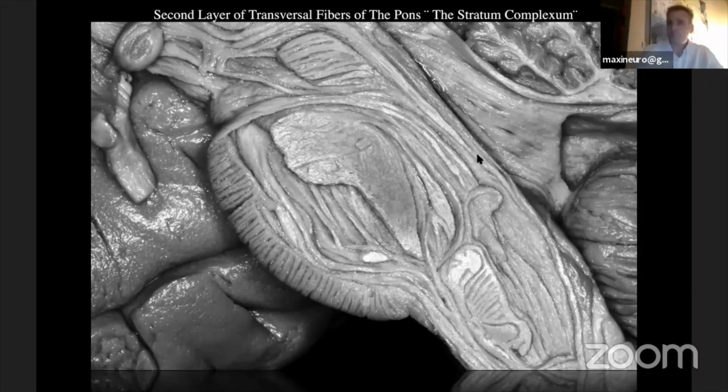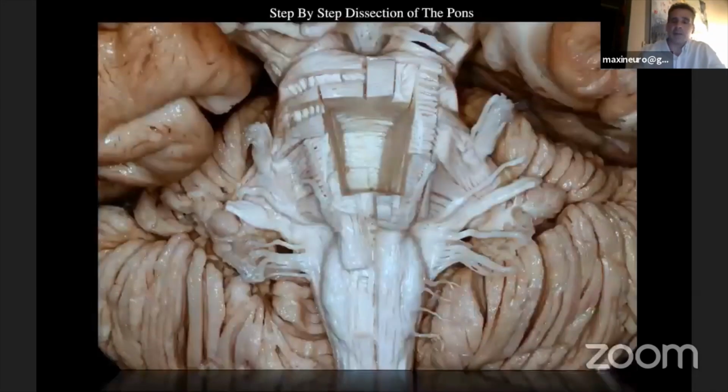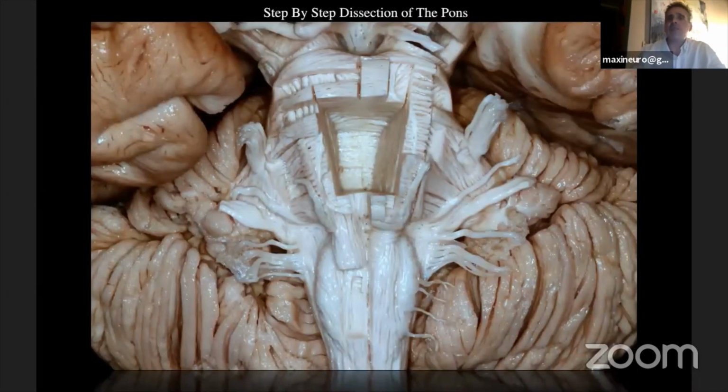Of course, these structures are very important to understand when you are planning an approach to the pons. If you dissect the pons step by step from ventral to dorsal, the most important structure you find first is these fibers. They are the transversal fibers, the stratum profundum. Again, this stratum connects one side with the opposite side of the cerebellum.